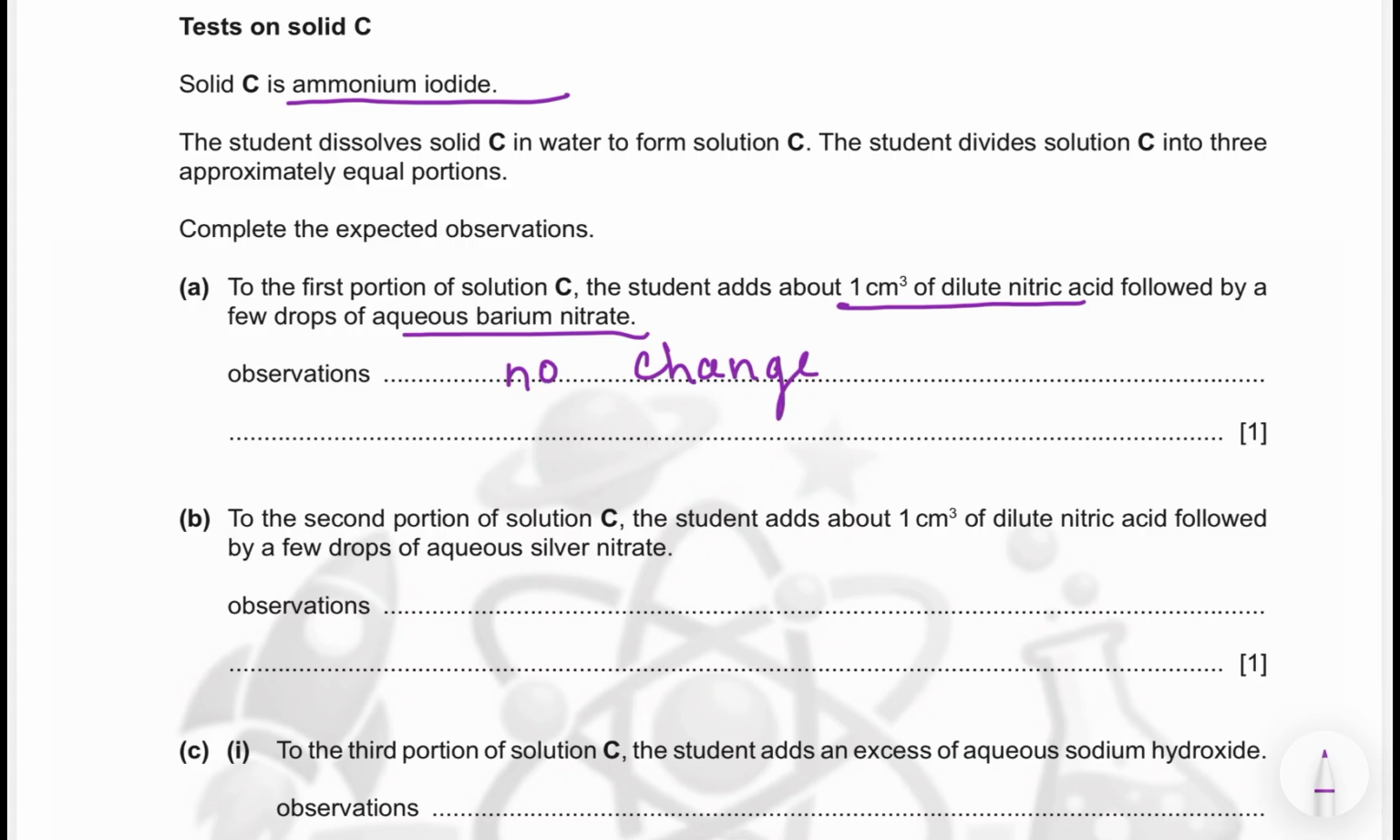B. To the second portion of solution, the student adds 1 centimeter cube of dilute nitric acid followed by a few drops of aqueous silver nitrate. Now, as we have done in the previous video, the silver nitrate test is for halogens. If you see the compound, we have a halogen present in it, which is iodide. So the color change here is yellow precipitate.